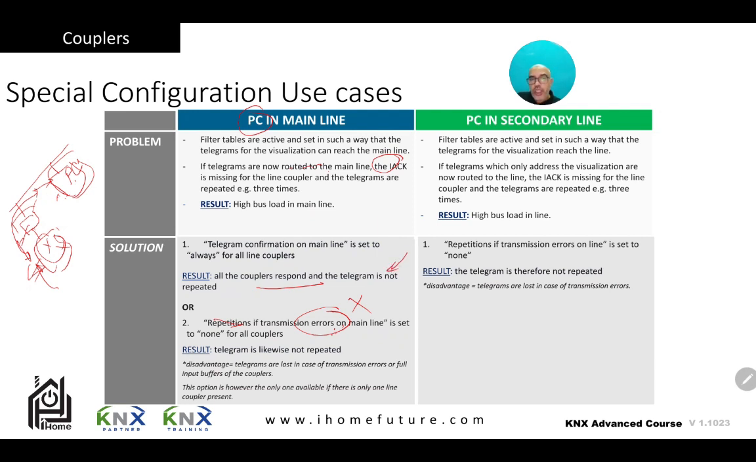However, if the PC here is a secondary device, the first option will not be allowed because you cannot allow all devices to have positive acknowledgement. It will affect all the traffic in this line. So you will end up only with the second option, which is to tell the device not to repeat the signal again. And by the way, we normally put our PC and our, let's say, security devices on the main line, not in the secondary line.